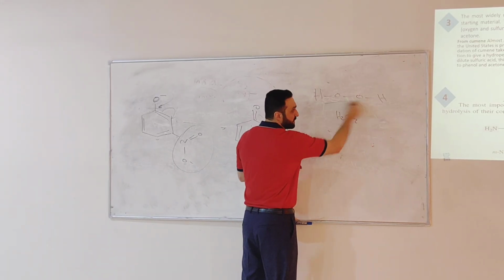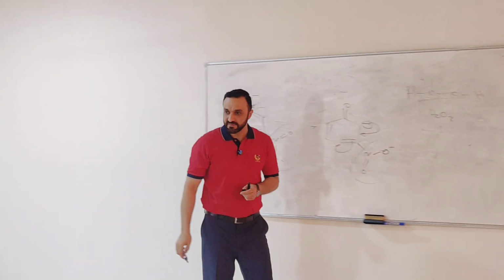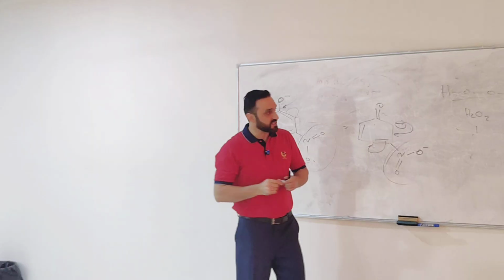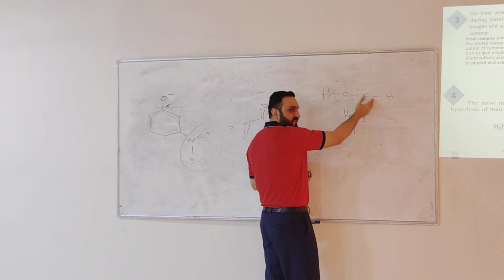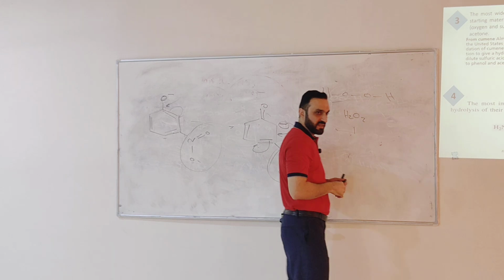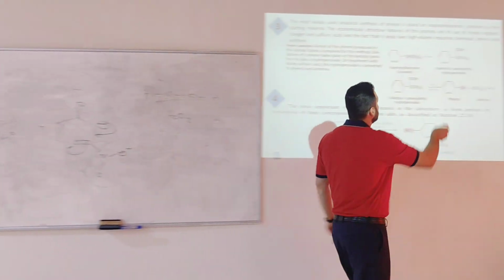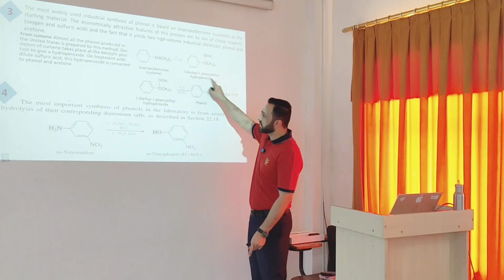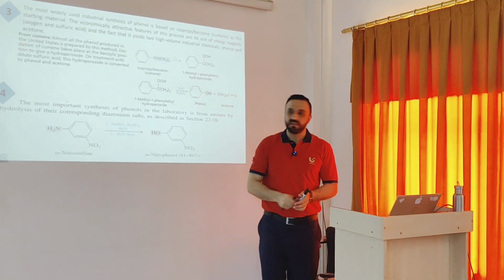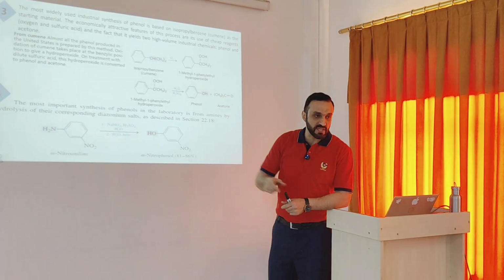H2O2, hydrogen peroxide. Okay, hydrogen peroxide: alkyl, oxygen, alkyl, or hydrogen, oxygen, hydrogen. Like this, look: hydrogen, oxygen, alkyl. This is the peroxide compound. This is the functional group for the peroxide compound.